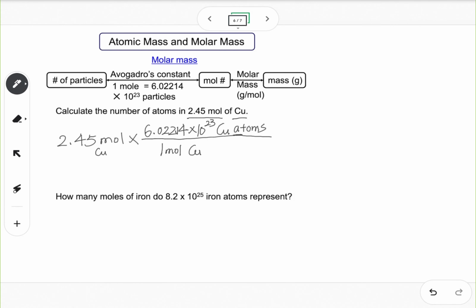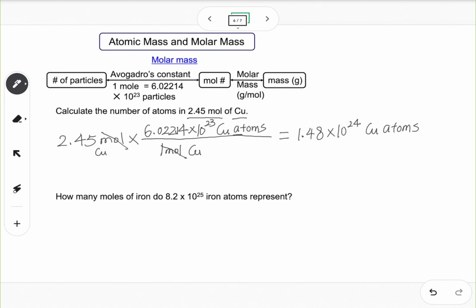In this case, you can cancel the mole, and the unit that remains is copper atoms. So that will give you 1.48 times 10 to the 24th copper atoms.